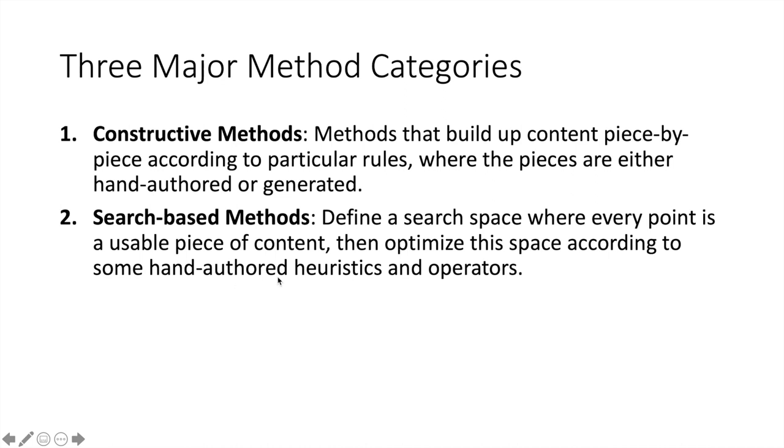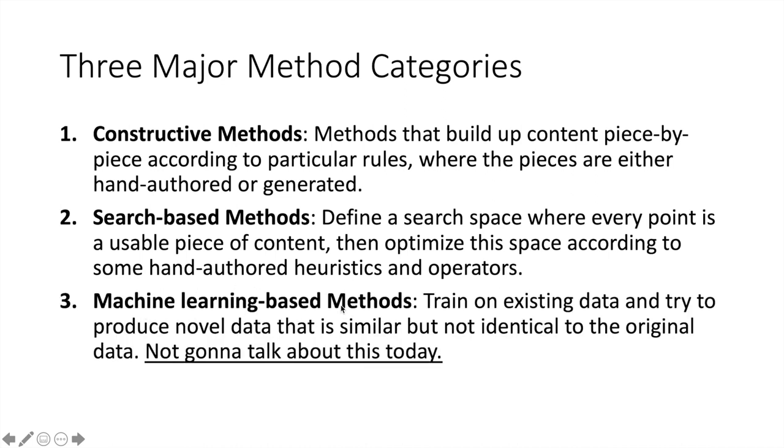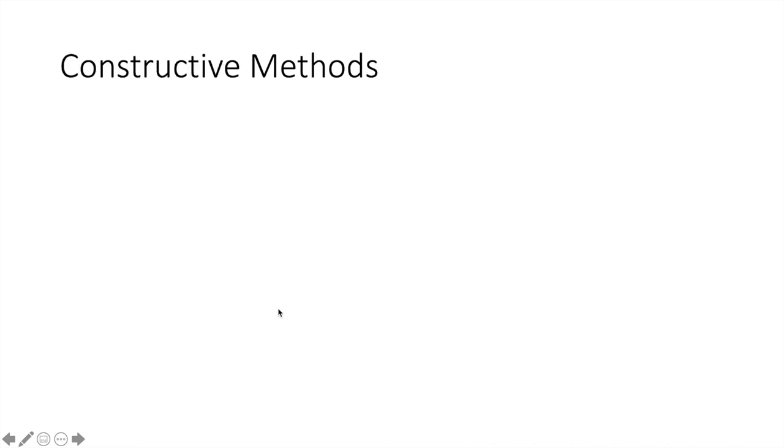particular content. Then we have machine learning-based methods. The idea here is that we want to train on existing data and try to produce novel data, novel output, novel content, whatever it is, that is similar but not identical to the original data. Notably, I'm not going to talk about this today. If you're interested, I'll be talking about this in a couple weeks, I think. Okay, so first off, constructive methods.